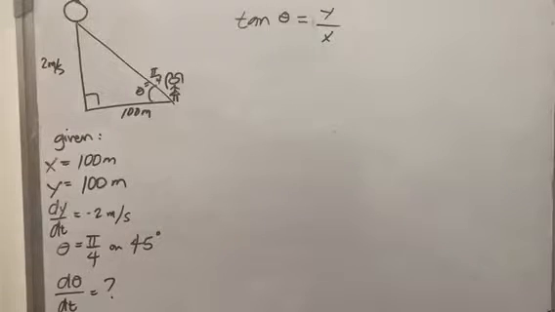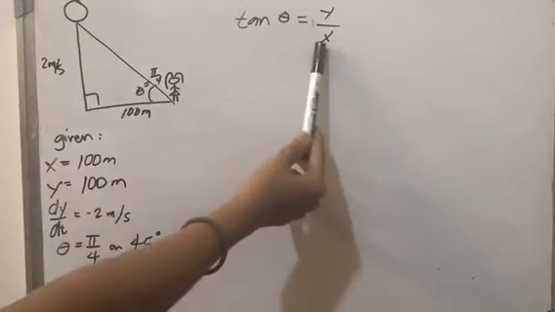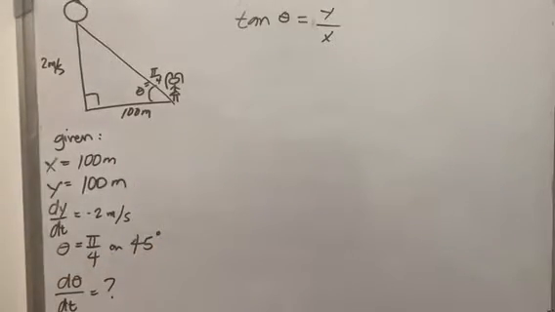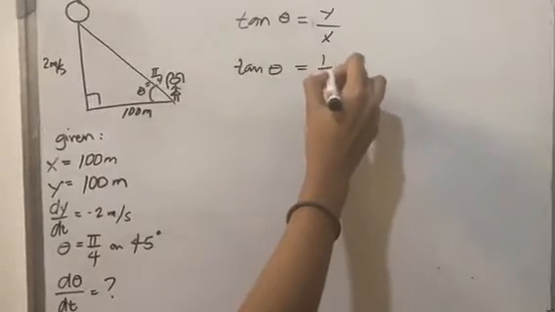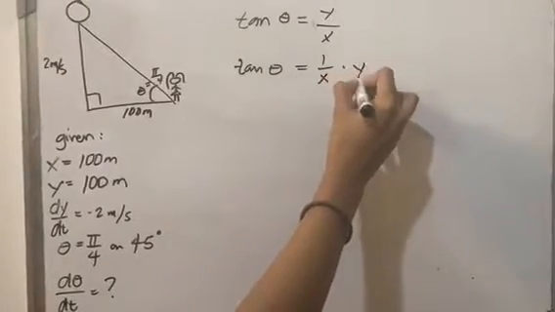Now before proceeding, it is important to notice that as the ball drops, the x variable is not changing. This indicates that x is a constant, whereas y is a variable, which has a rate of change with respect to time. So we need to separate the constant and the variable. And that would be tangent theta equals 1 over x times y.